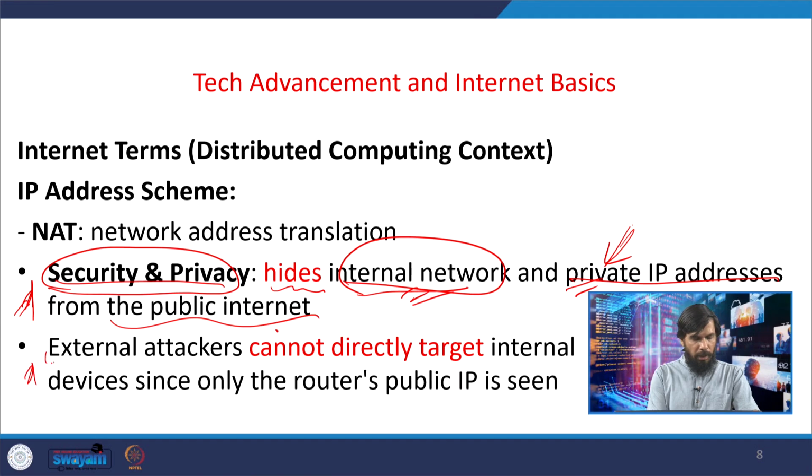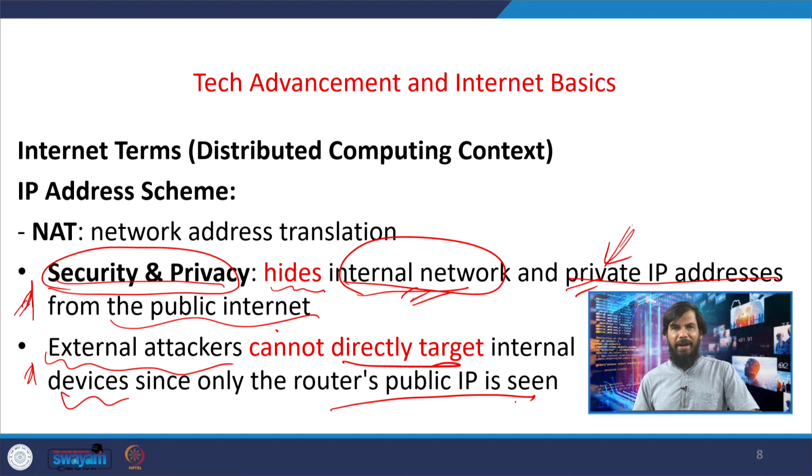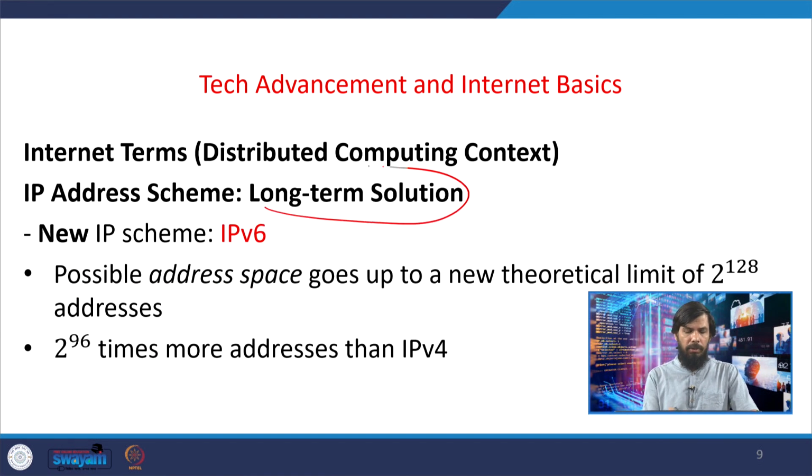Now, how does it create that? External attackers cannot directly target internal devices, since only the router's public IP is seen. So, reaching a particular computing device is not feasible, because it is not visible, right. So, this is how, because of NAT, the same mechanism which is used to deal with IP address exhaustion can also help in dealing with external attackers. Now, what is the long term solution to all this, right?